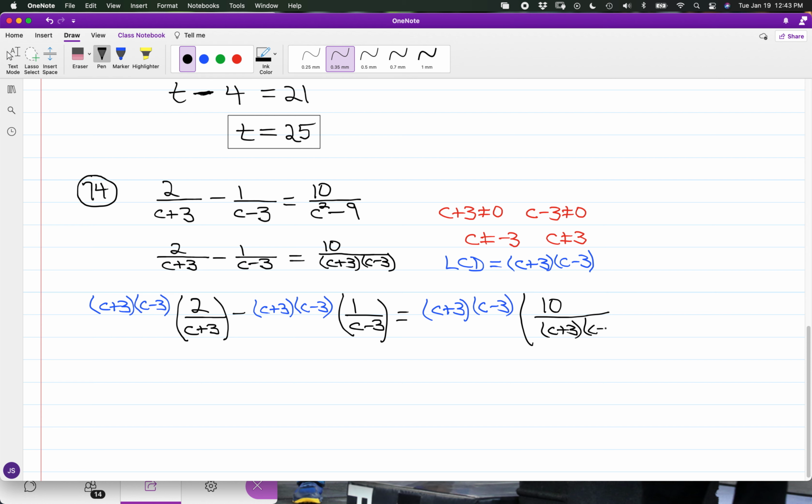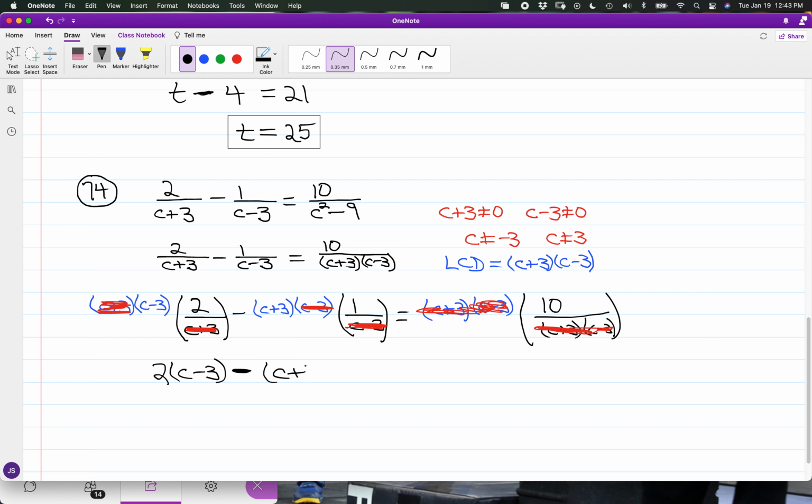So just taking what we have now, with 2 over c plus 3, the c plus 3's are going to go out. And with c minus 3, the c minus 3 is going to go out. And for c plus 3 and c minus 3, these go out completely. So for the steps, you have 2 times the quantity c minus 3, and we have minus the quantity c plus 3 times 1.